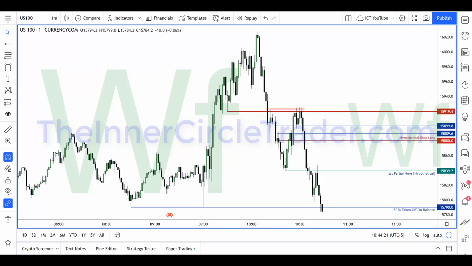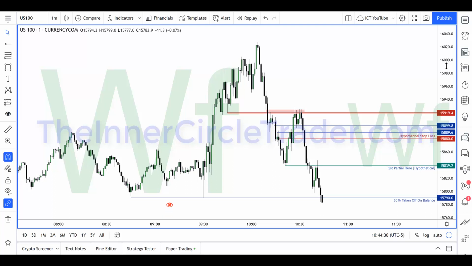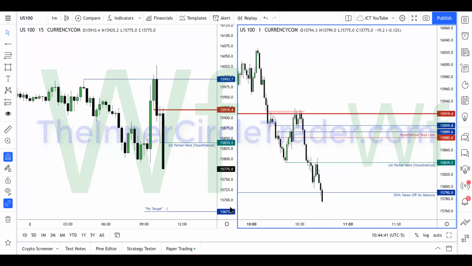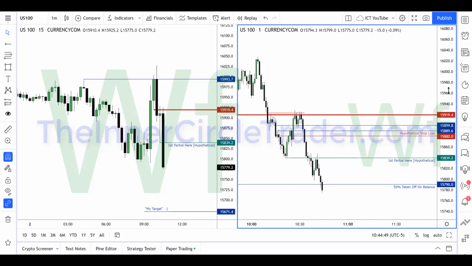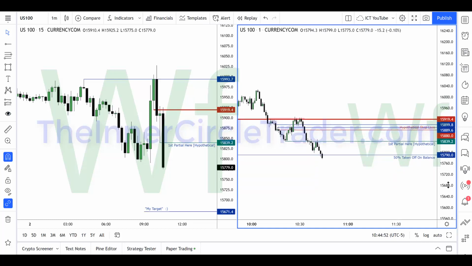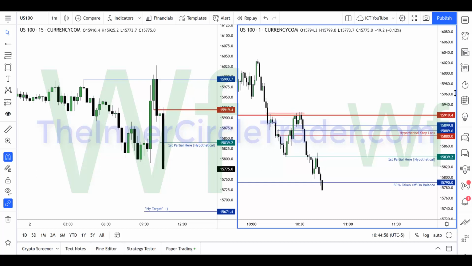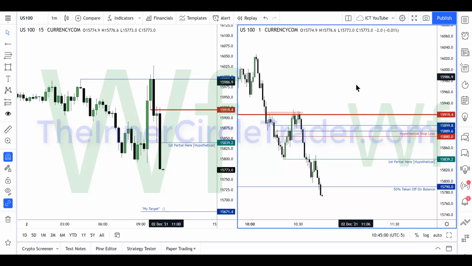Leaving 35 on balance with a stop at 15,880. Okay, and you can see it's been a nice decline from where our hypothetical 15,920 entry would be. And that's what it looks like with the 15-minute time frame on the left. I personally would like to take another partial here if I were in it, because we're sitting down there below it. I don't have the lines from the 15-minute chart on the left, on the right. So we'll just use what we got here.